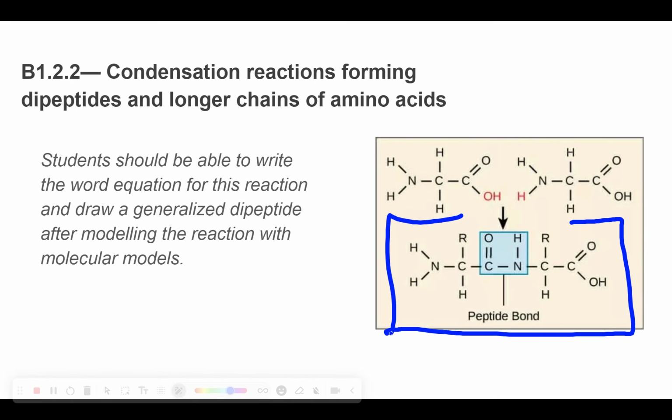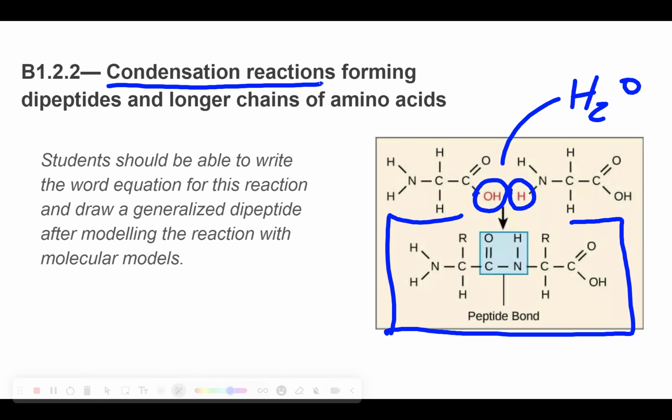And you can see what happened is the OH group of the carboxyl and one of the hydrogens of this amine group were removed to form a water molecule, as they always are in condensation reactions. And what was left was this carbon bonding with this nitrogen. Here's this carbon and this nitrogen bonded together, and you call that a peptide bond. And this is your generalized dipeptide.